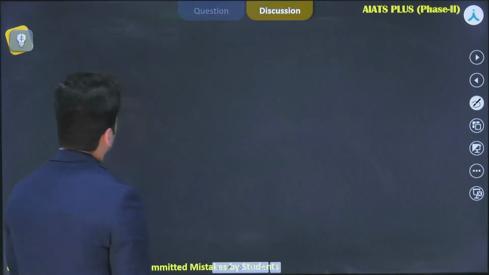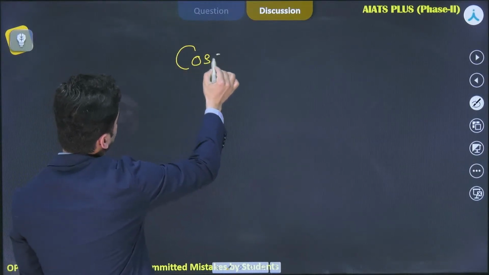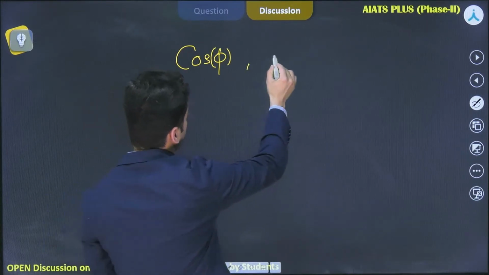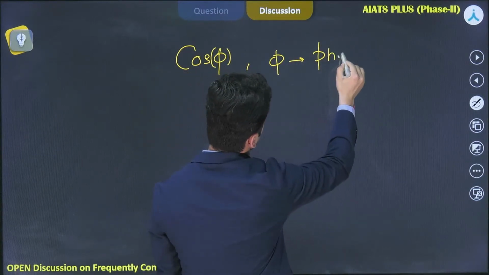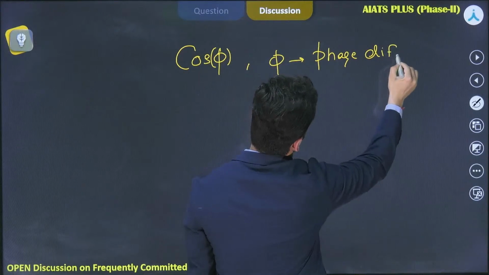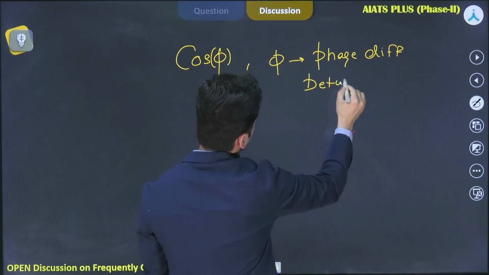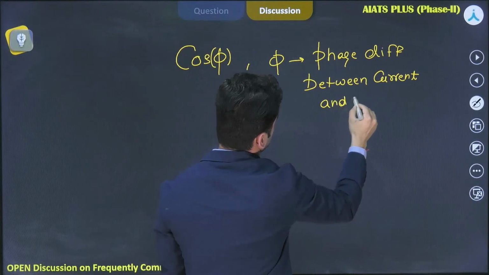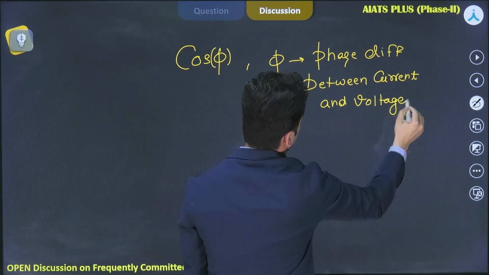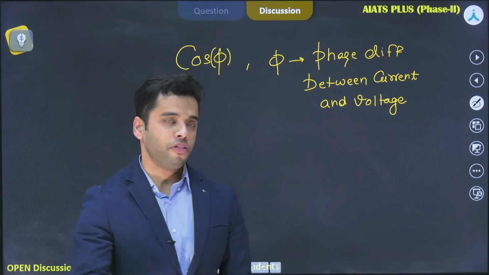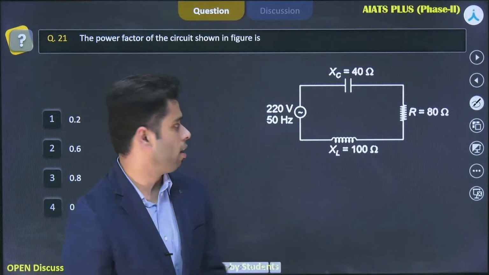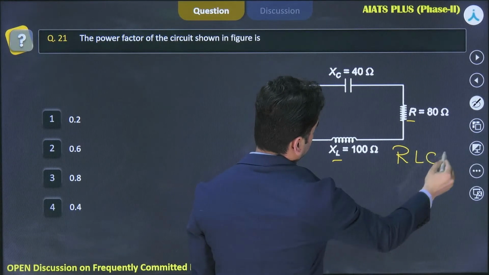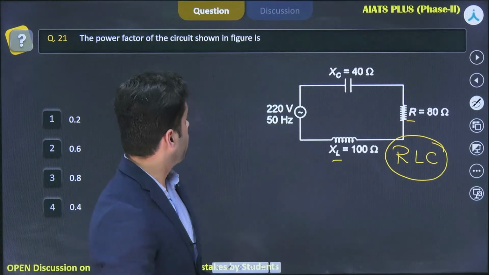So power factor of the circuit. Cos phi is known as the power factor, where phi is the phase angle, the phase difference between current and voltage. So power factor is cos phi, phi is the phase difference between the current and the voltage. And you have been shown a circuit. So this is a series RLC circuit. So you have been given the series RLC circuit and you are being asked to calculate the power factor.